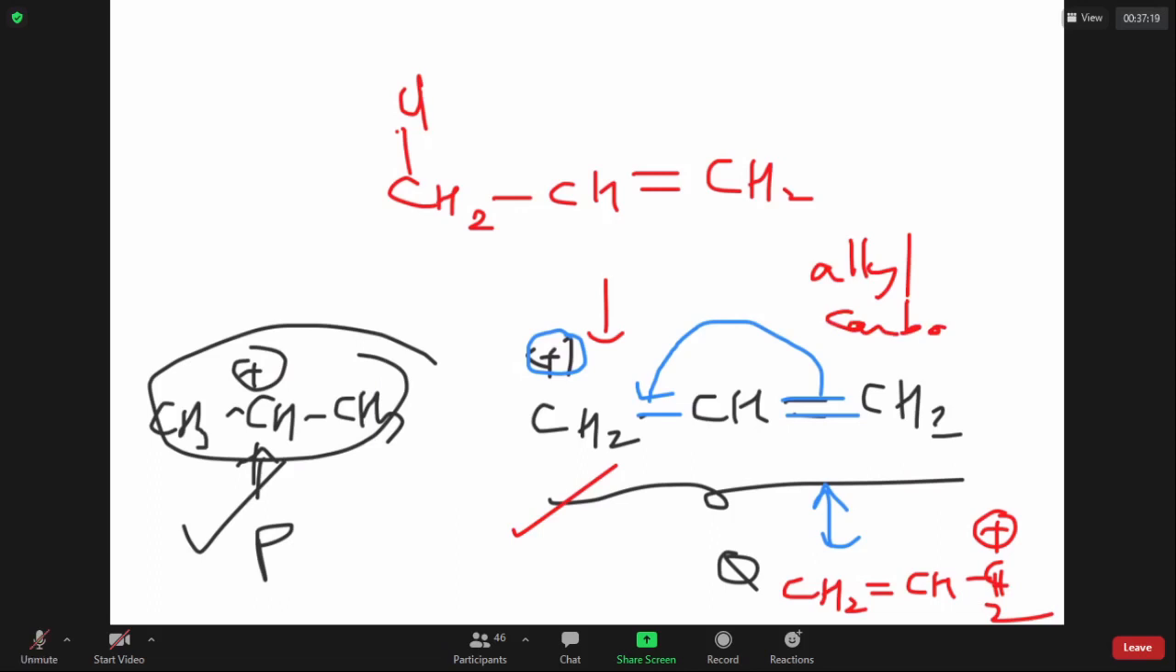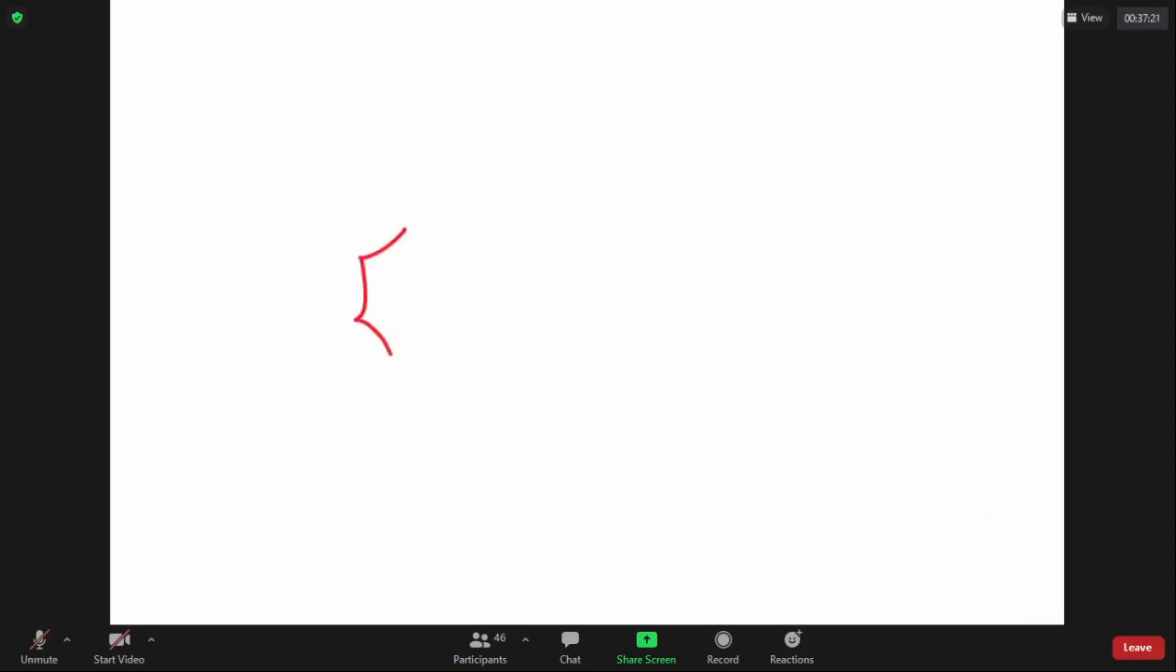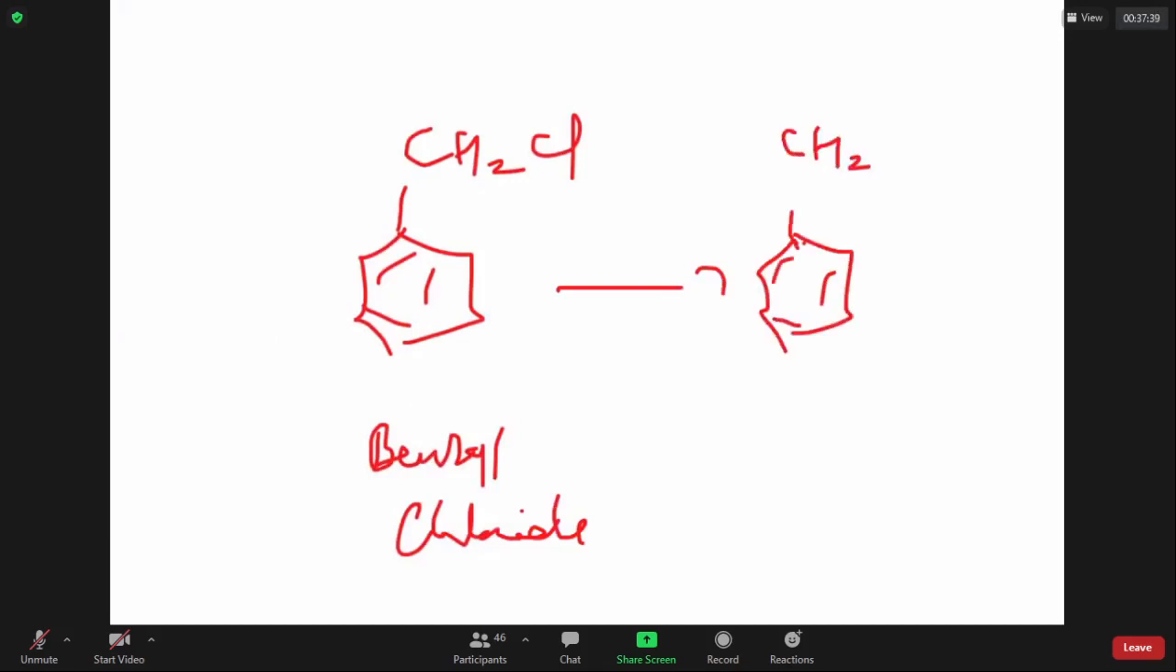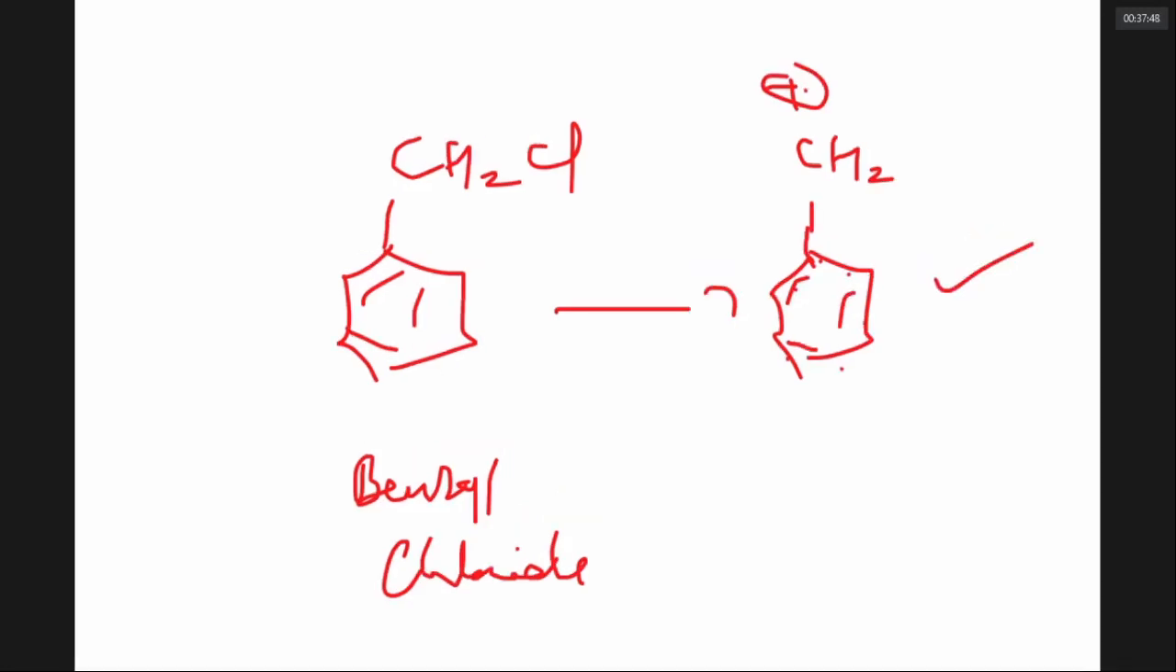Let us see this. If we have a compound like this, it is called benzyl chloride. Yes, sir. Benzyl. This benzyl chloride, when it is making a carbocation, this carbocation has positive charge, single bond, double bond, single bond, double bond, single bond, double bond, single bond, extensive conjugation. So it can have many resonance canonical structures like this.